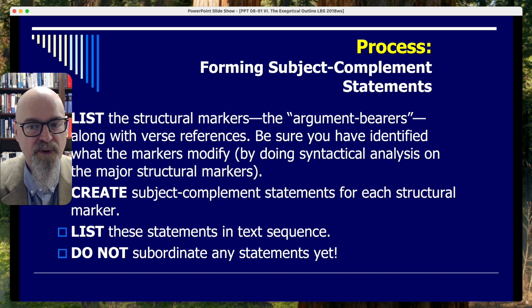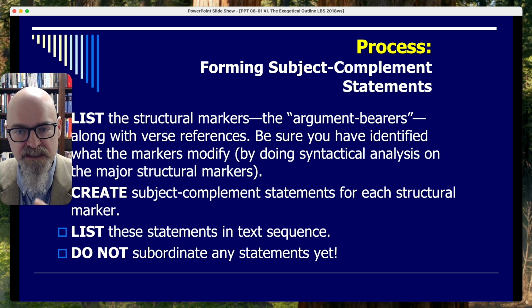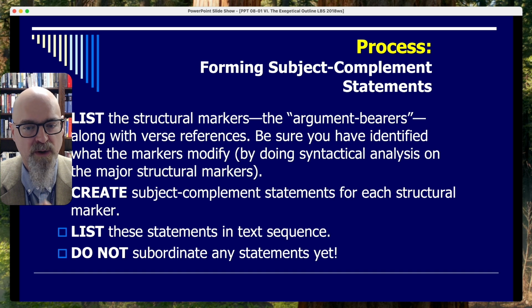So here's a very practical process. List your structural markers along with verse references. Make sure that you've identified what things to modify. Think through all of your grammar. Create subject complement statements for each one of those structural markers and list them in sequence.